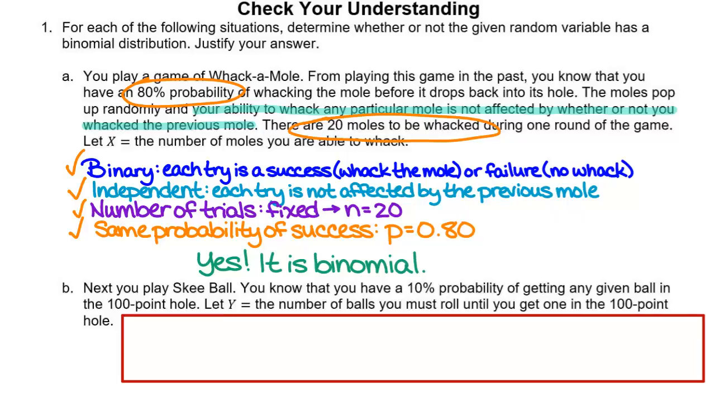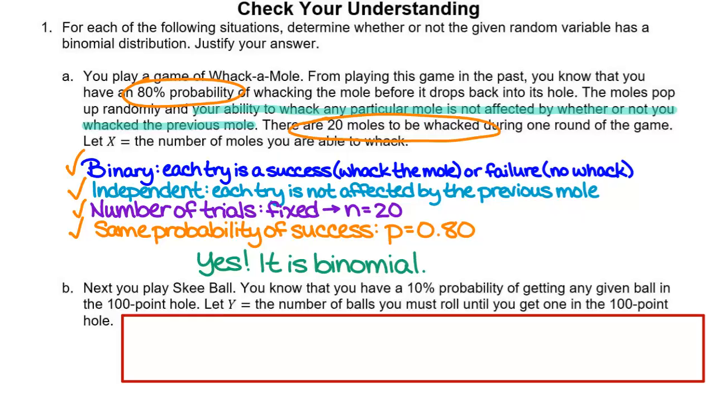Is this a binomial random variable? Go through and check the 4 requirements. Ooh, I'm getting some no's in the chat. Okay, so if it's not binomial, which one or ones of those 4 components are being violated? Which thing did we not meet? Or if we didn't meet more than one, tell me all of them. What criteria did we not meet?